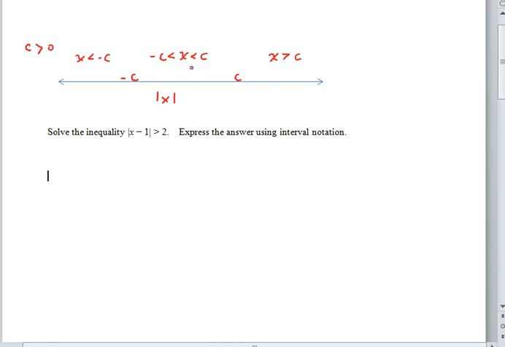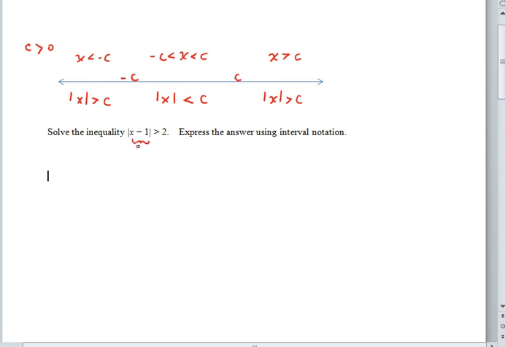For the values of x between positive and negative c, the absolute value of x is less than c. For the two outside intervals, the absolute value of x is greater than c. So we can actually solve any inequality by substituting our values into the number line above.